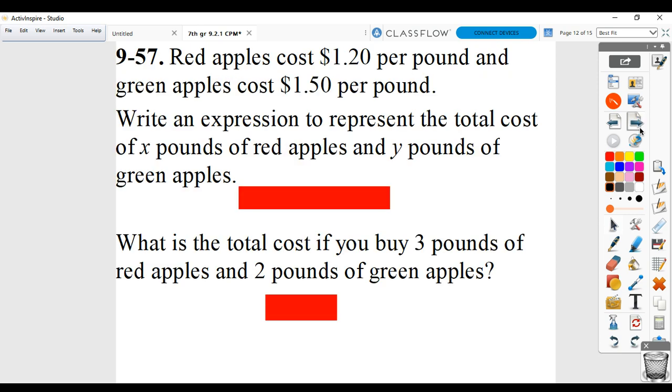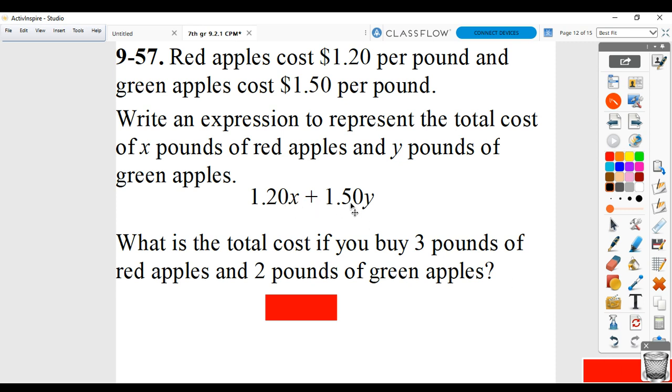For 957, red apples cost $1.20 per pound. Green apples cost $1.50 per pound. They want an expression that represents the total cost of X pounds of red apples and Y pounds of green apples. So we're going to take the $1.20 per pound, which is the cost of the red apples, times the quantity of red apples, which is X. So $1.20 times X, plus the cost of the green apples, $1.50 per pound, times the quantity of green apples, which is Y. So $1.20 times X plus $1.50 times Y.